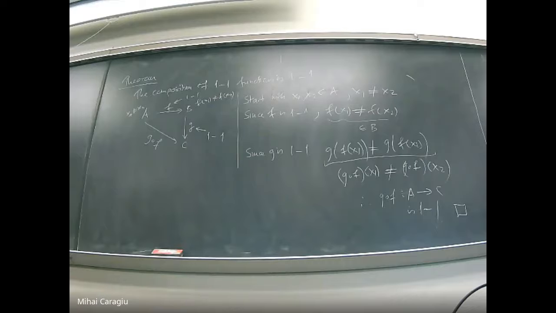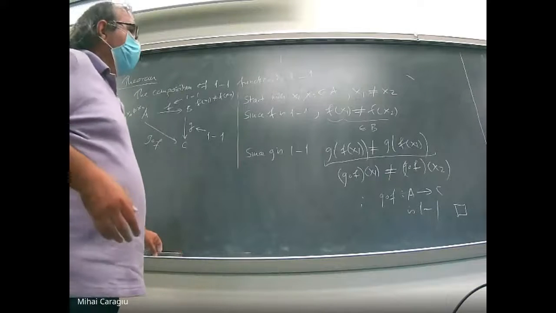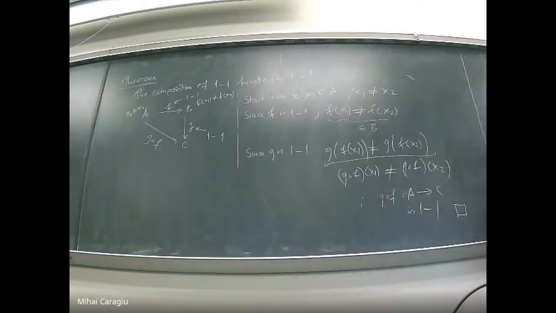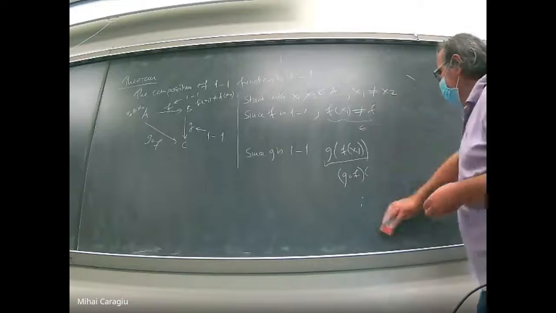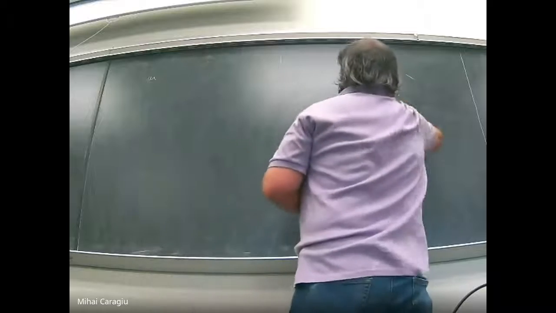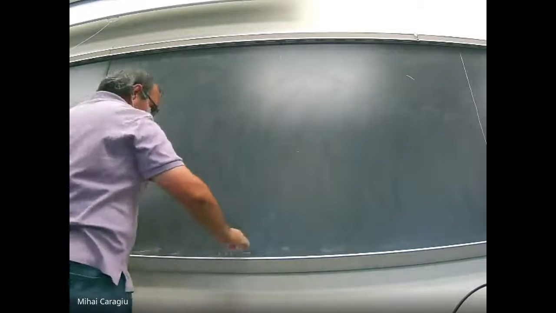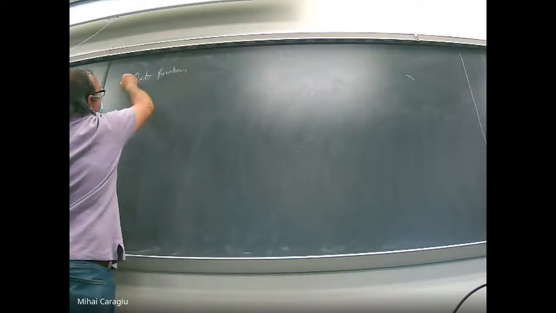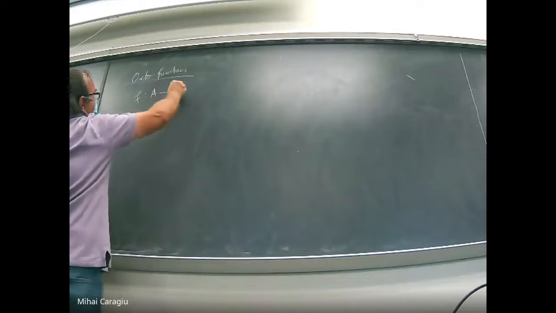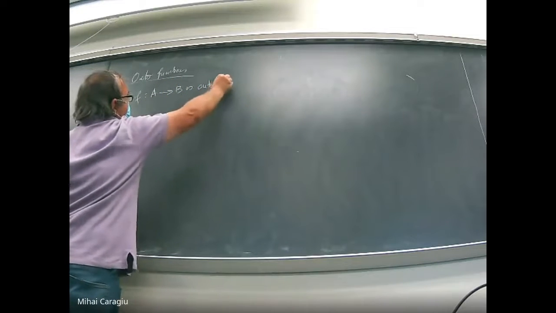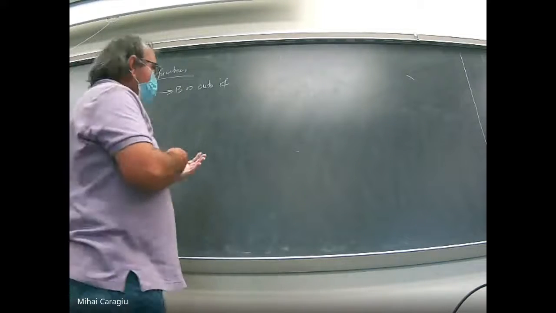Okay, so this being said, let's discuss a little bit the dual concept of one-to-one functions. Let's define what is an onto function. A function f from A to B is onto if, in image-like terms, every element of the codomain is targeted by some arrow emerging from A.